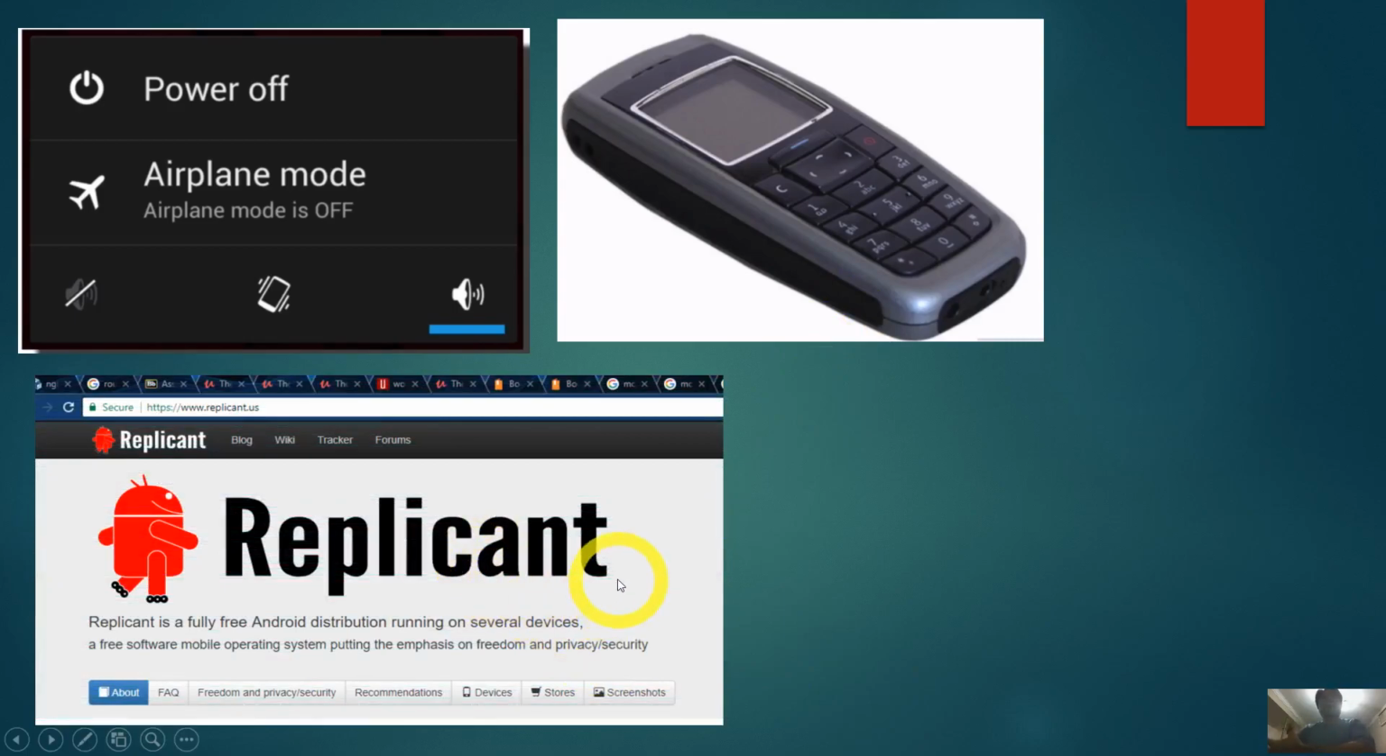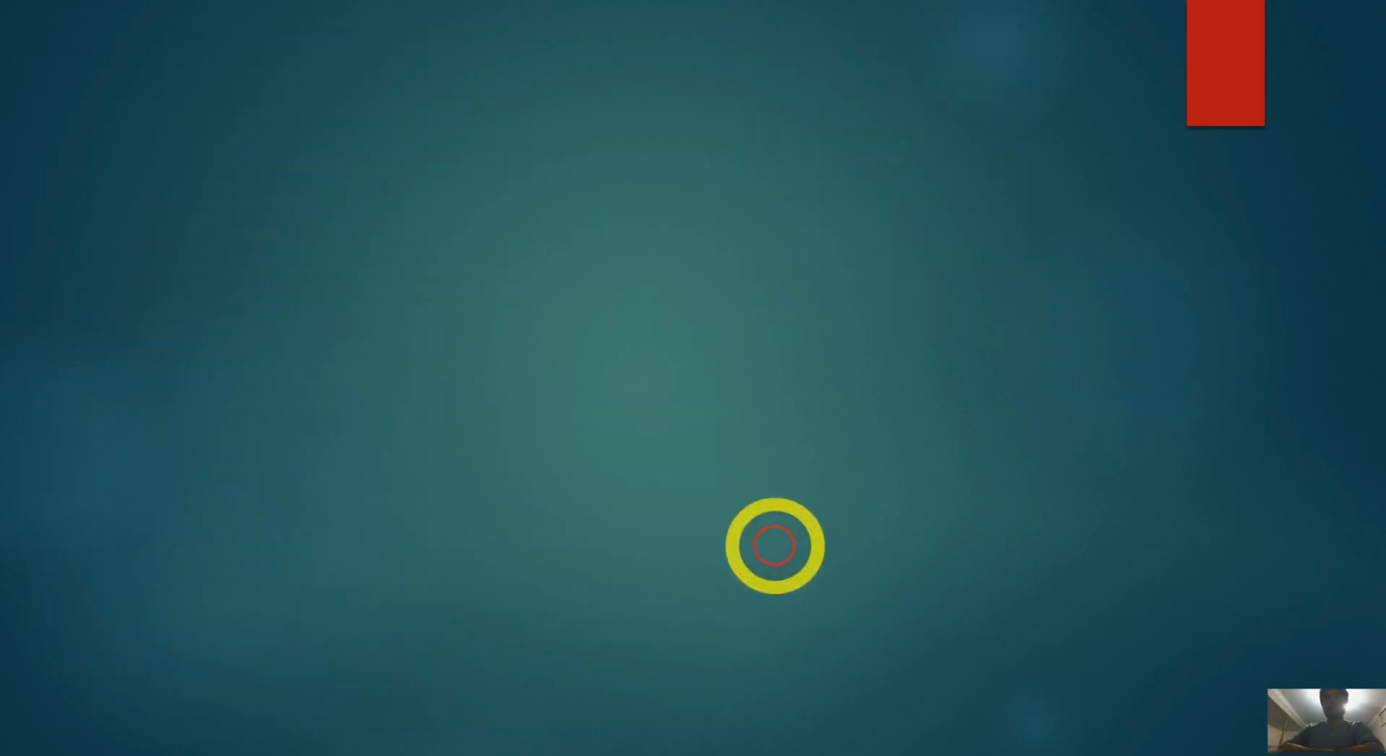Another way is software like Replicant, which is totally free, and it's an Android distribution running on several devices. This software puts the emphasis on freedom and, at the same time, on privacy and security.